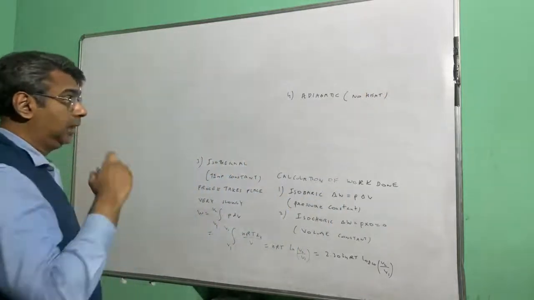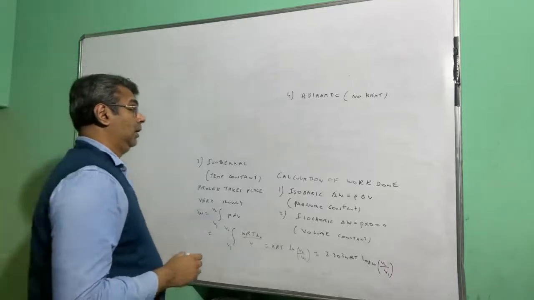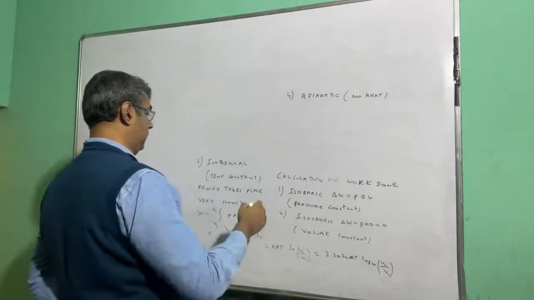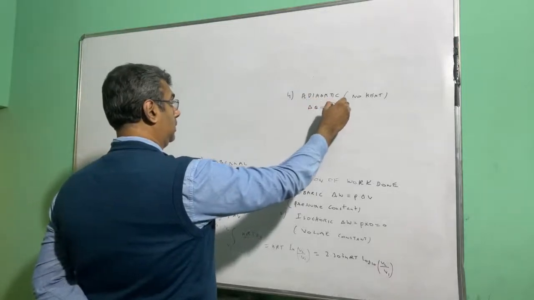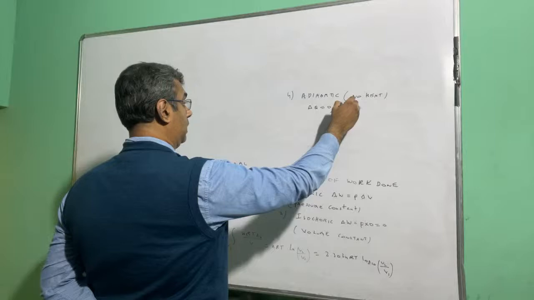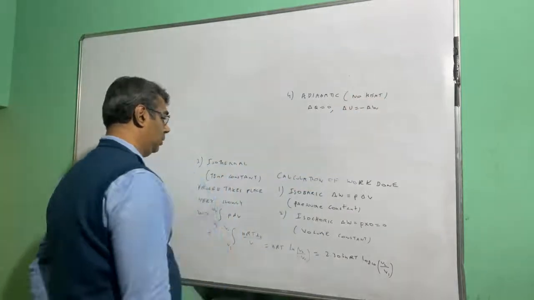Then we come to adiabatic. Adiabatic means there is no heat transaction. So that means delta Q will be 0. So delta U will be equal to minus delta W.